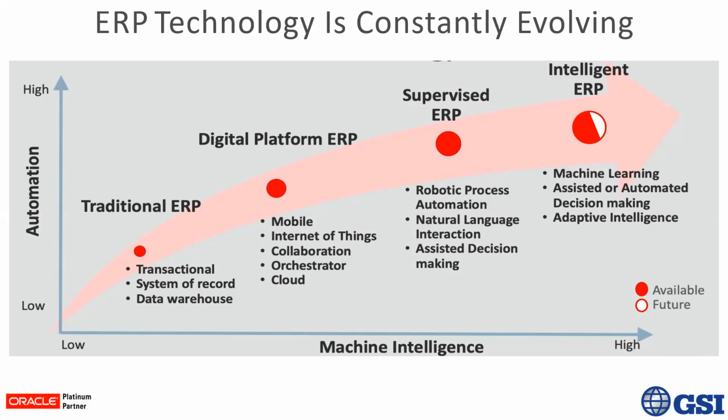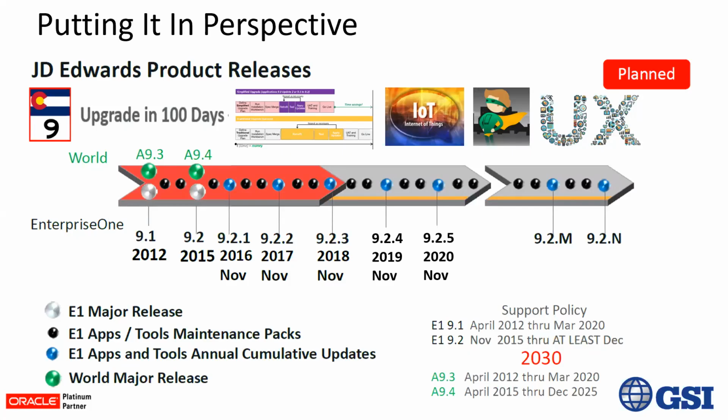So what do you need to do? Again, putting it in perspective, if you look at this flow chart, you'll see that back in 2012, 10 years ago, right, almost 10 years ago, when 9.1 came out, that was a major release. But then in 2015, 9.2 came out. That was another major release.